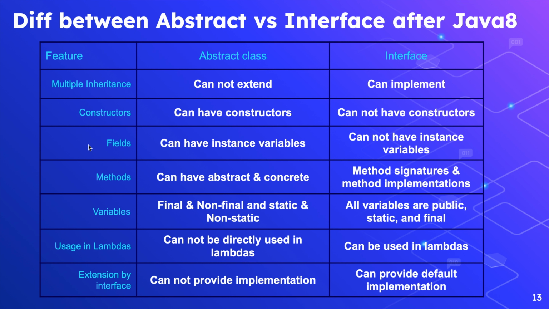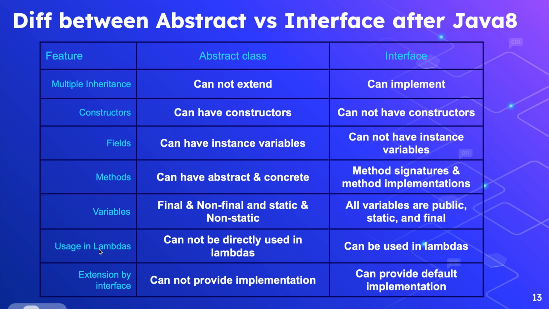And coming to fields, an abstract class can have instance variables, whereas an interface cannot have instance variables. And coming to methods, an abstract class can have both abstract and concrete methods. The interface can have only method signatures before Java 8, and method implementations are available after Java 8 as well, using default and static methods. And coming to variables, an abstract class can have final, non-final, static, and non-static variables, whereas in interfaces, all variables are implicitly public, static, and final.